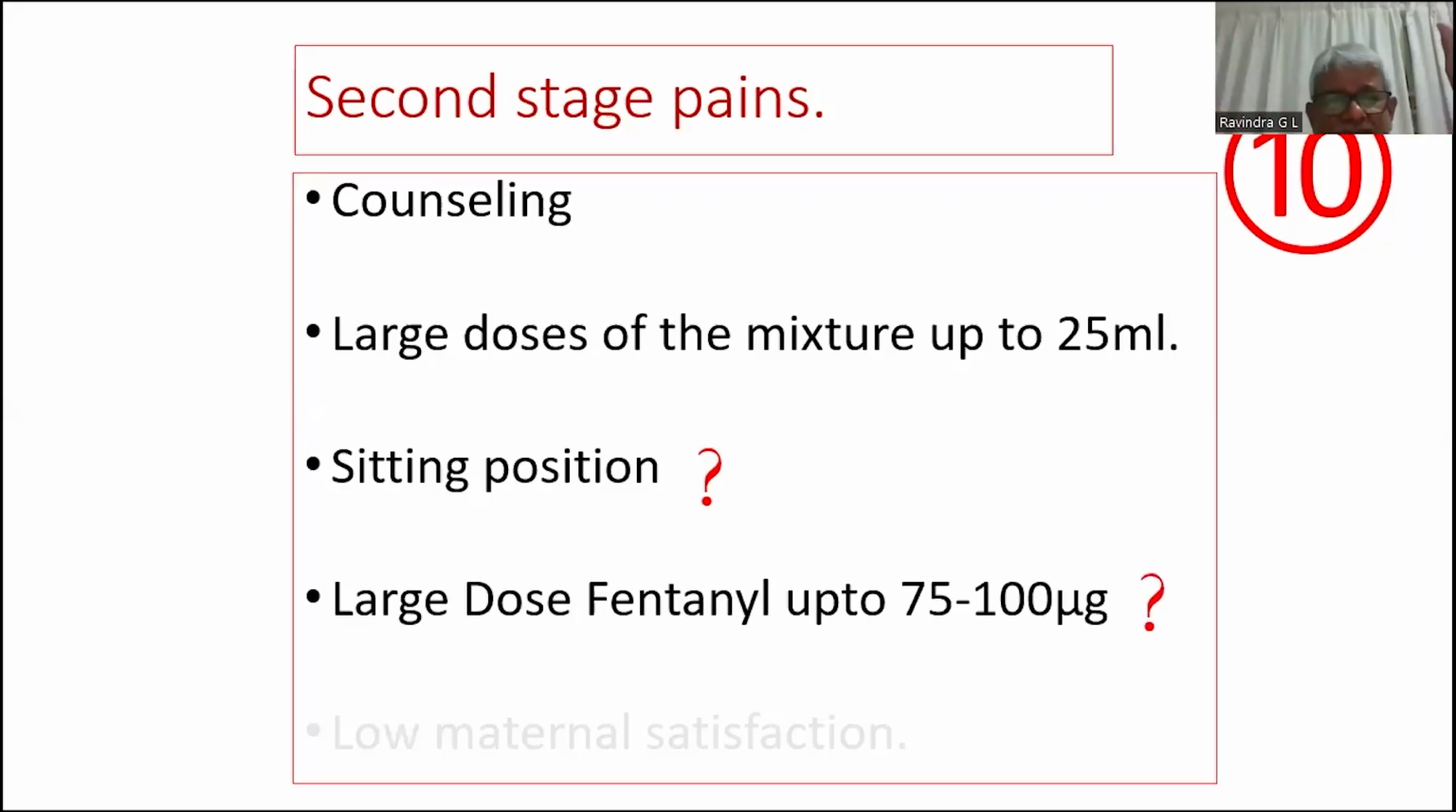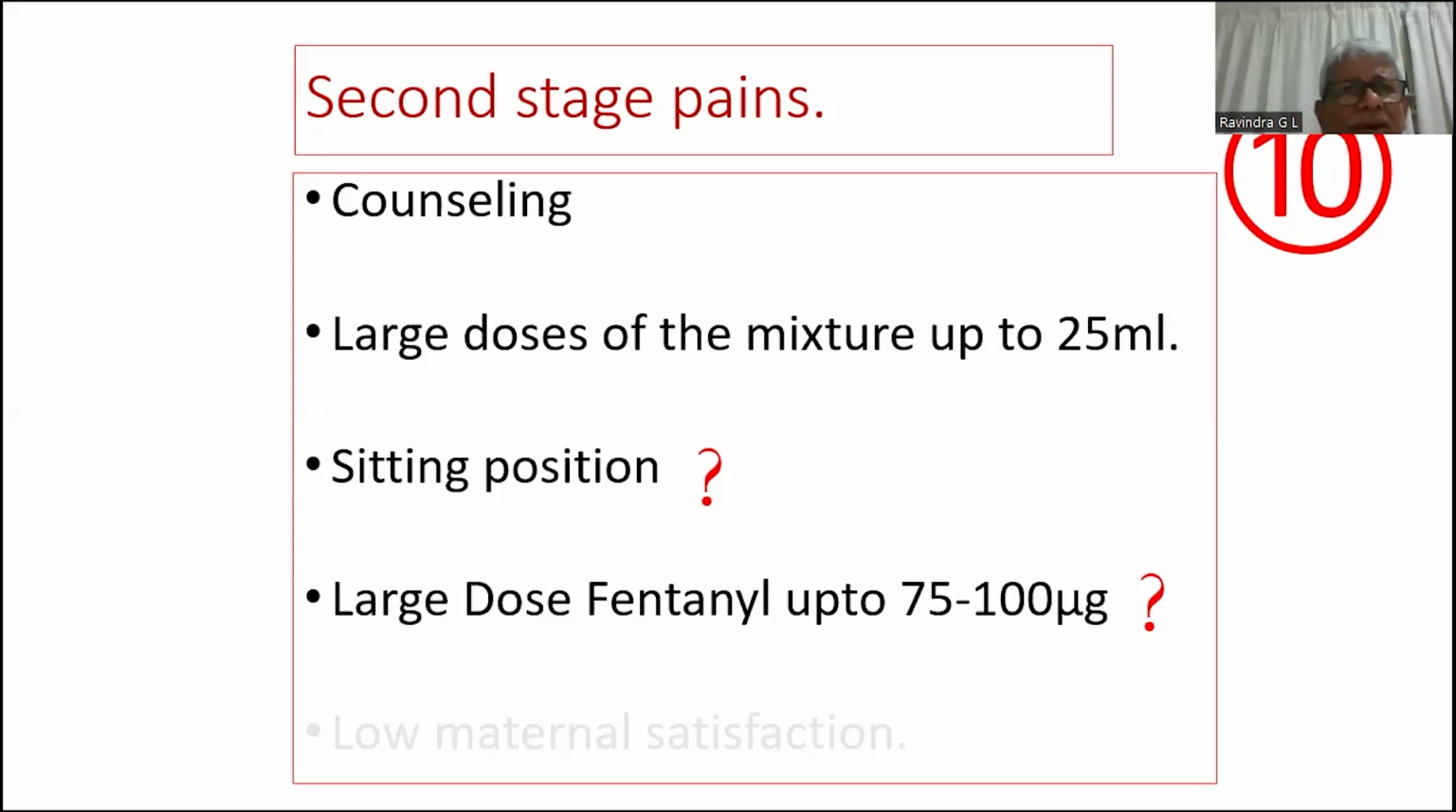The textbooks say that a large dose of fentanyl, up to 75 to 100 mics epidurally, also helps in second stage. But I don't know. I'm very skeptical about it. The reason is fentanyl is a narcotic. It acts on the visceral pain. And in second stage labor pains, it is the somatic pain which is more evident and more difficult to manage compared to the visceral pain.